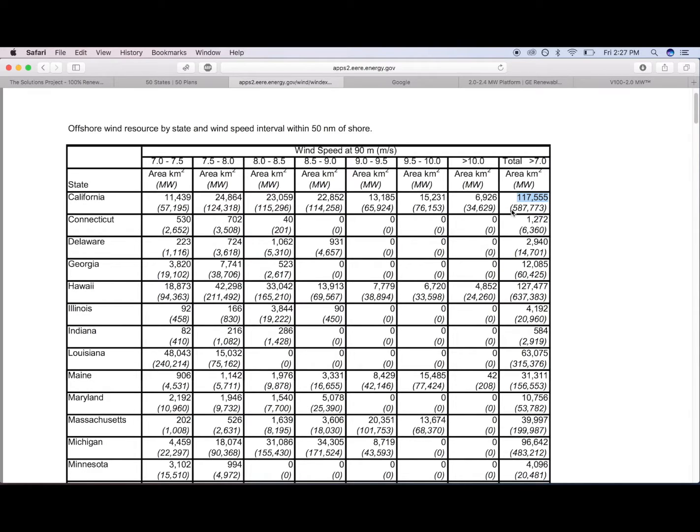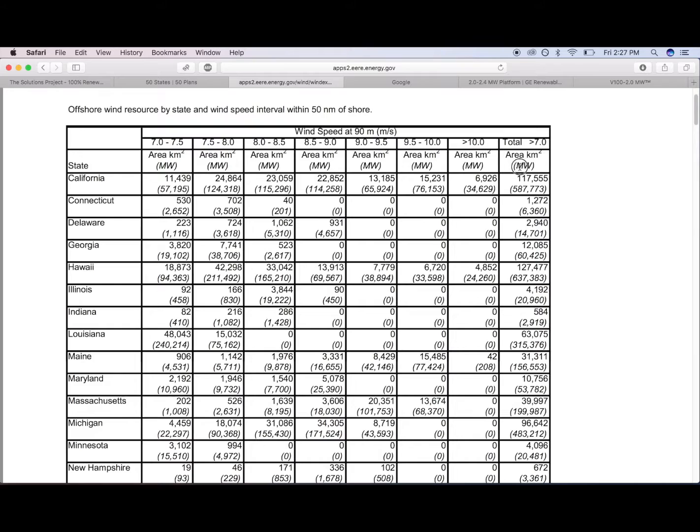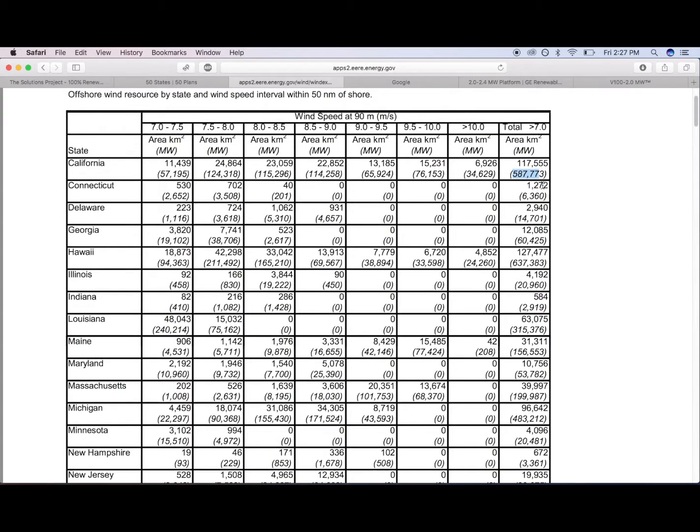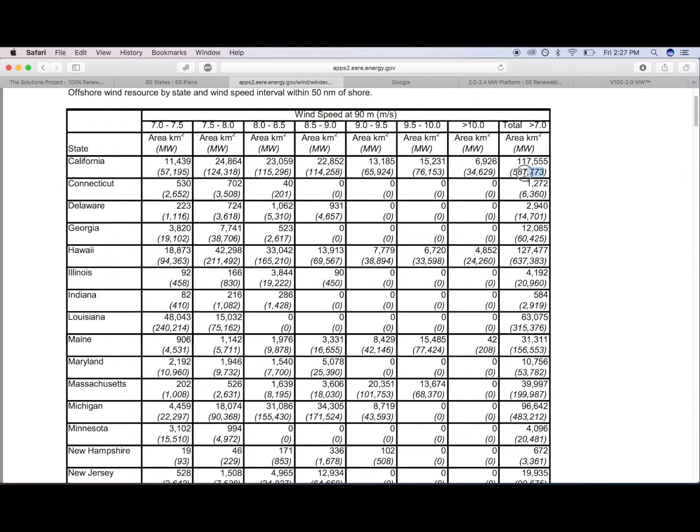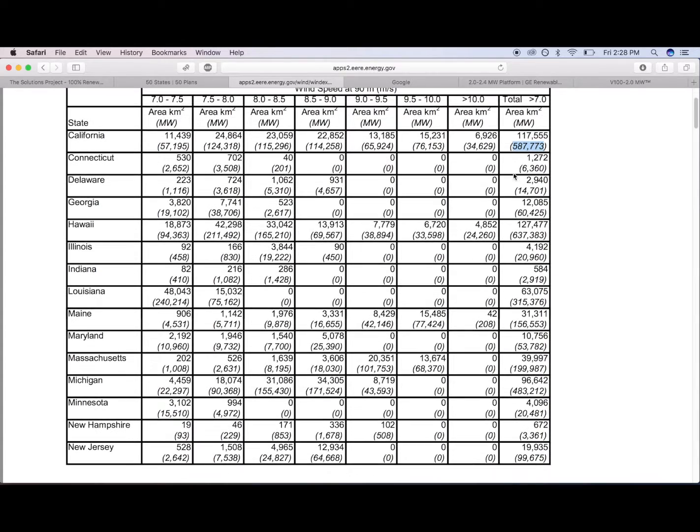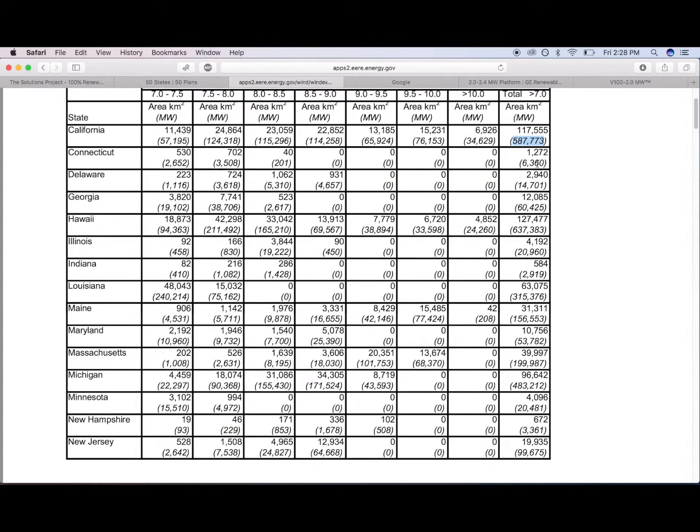Or actually, never mind. That's going to be this number. Because this is square kilometers here and megawatts here. So it's saying you could generate 587 gigawatts, which is the same amount as the entire United States. So that's a big number.